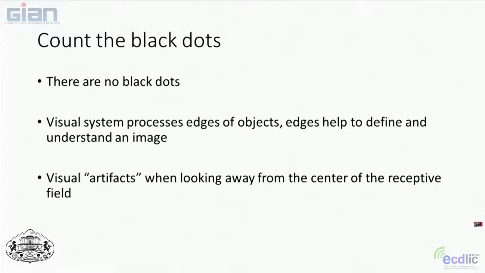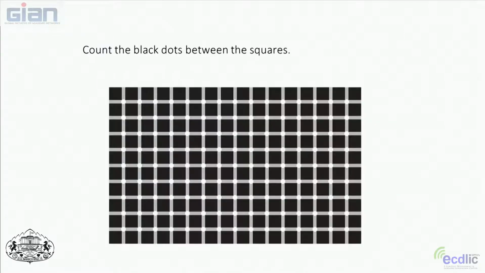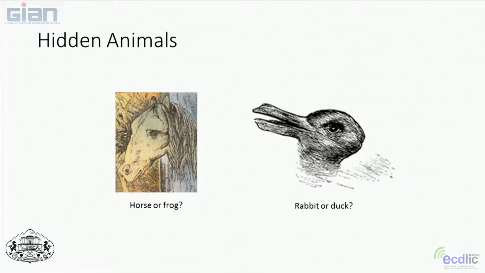Our visual system works a lot on processing edges of objects, and edges help to define and understand an image in our brain. So these visual artifacts or illusions occur when we look away from the center of the receptive field, and in fact they really are artifacts or illusions that our brain is perceiving as we try to focus. Okay, so I think this is... no, we have one more after this.